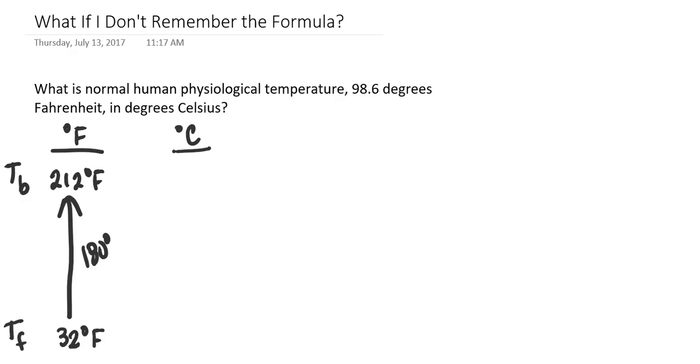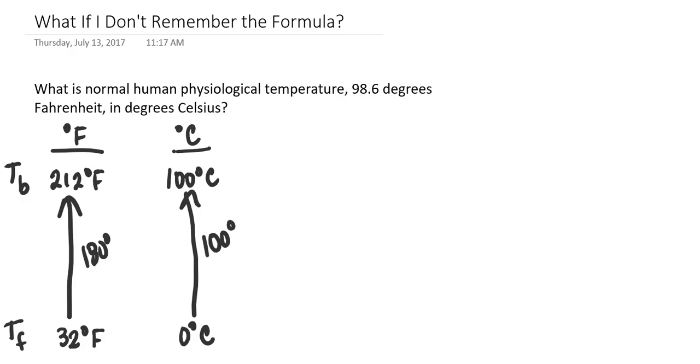Now for the Celsius scale, if I were to consider the freezing point of water, that would be 0 degrees Celsius. And if I were to consider the boiling point of water, that would be 100 degrees Celsius. And here, calculating the range is even easier. Basically, the range between these two temperatures would be 100 degrees.